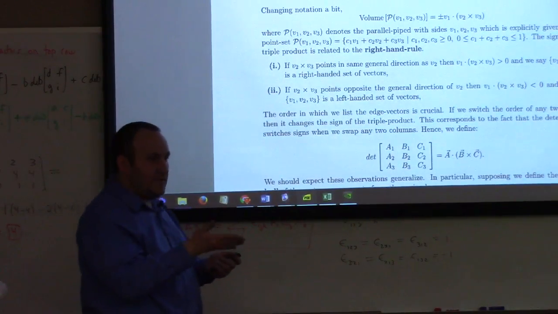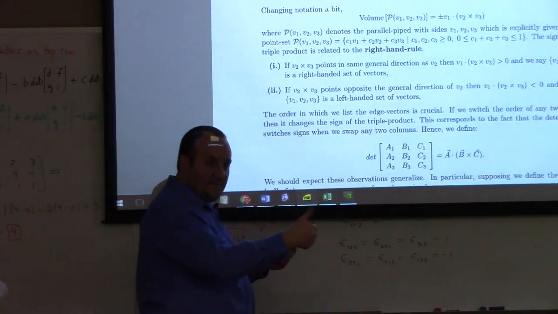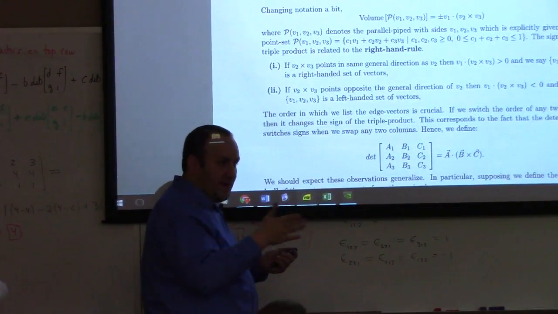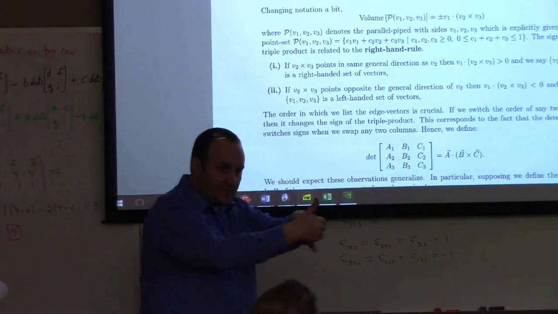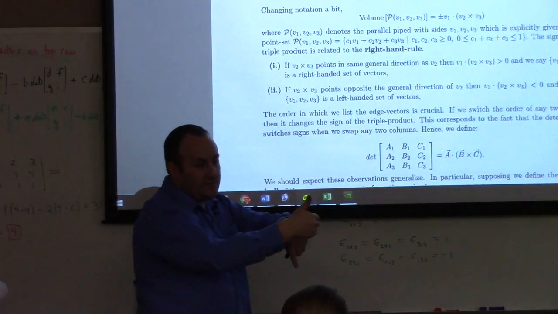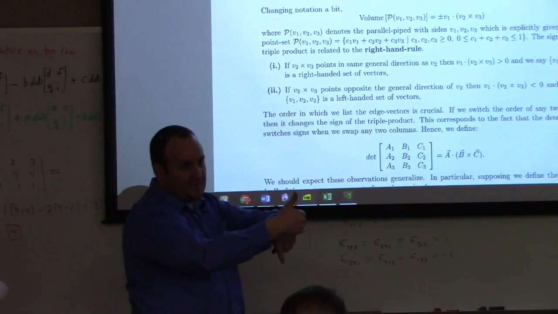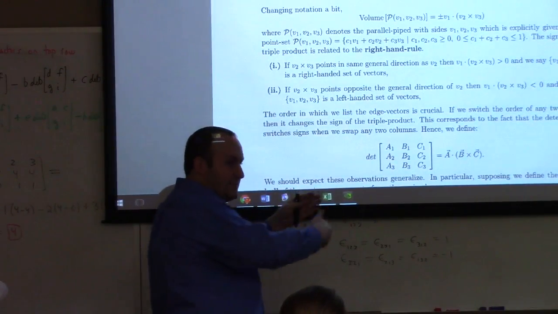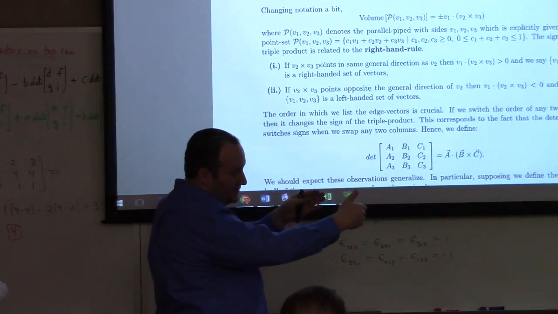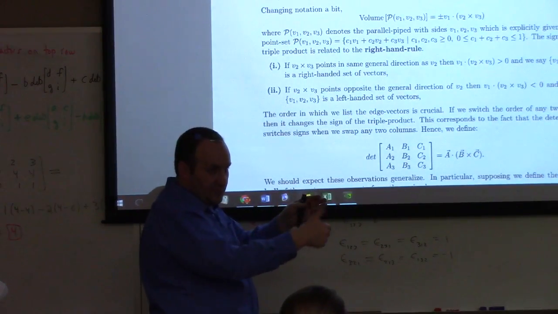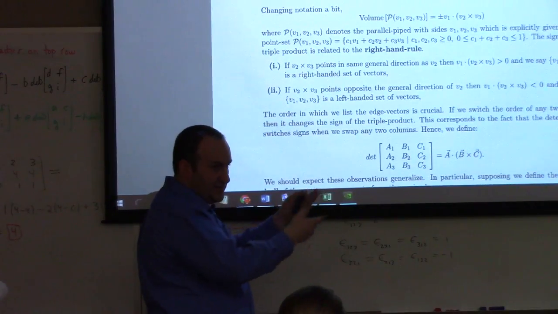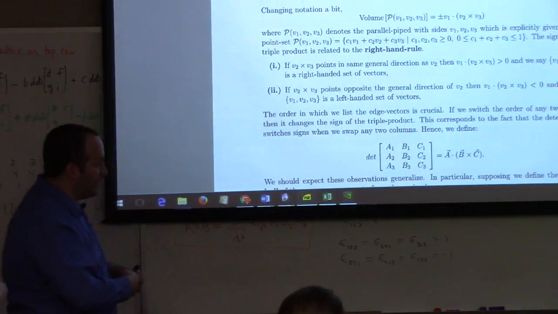Where the sign, if you do A crossed into B, if it's in the same direction as C, the determinant's positive. If you do A crossed into B and C is on the other side of the right-hand rule, the determinant's negative. So the determinant picks up on the orientation, the right-handedness of the vectors ordered column 1, column 2, column 3. If the third column is on the same side as the right-hand rule suggests from the first two, it's a positive determinant. Otherwise, it's negative, illustrating the fact that you're looking at a left-handed triple.